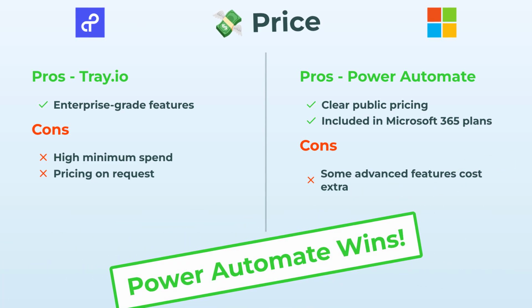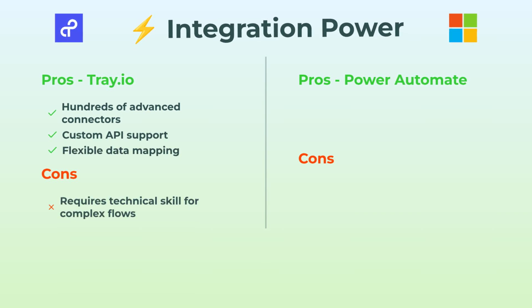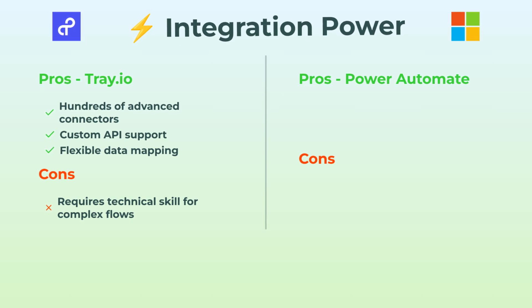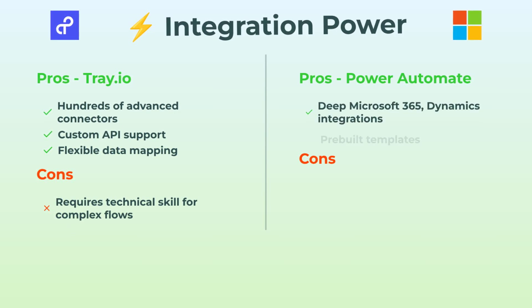So yeah, for pricing? Now, if integrations are your jam, Tray.io really shows off. Like hundreds of advanced connectors, super customizable API support. Basically, if you want to glue together all sorts of random tools and go deep with data mapping, this is where Tray.io absolutely flexes. Only catch? It's not exactly plug and play for the heavier workflows. You'll need some tech skills.